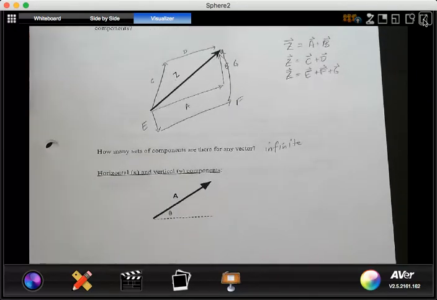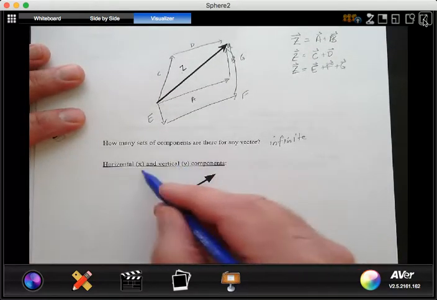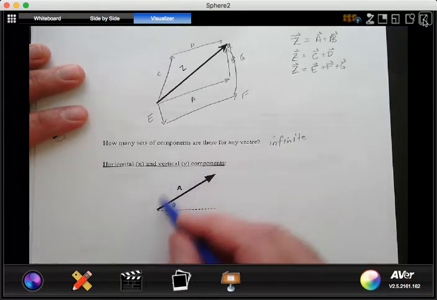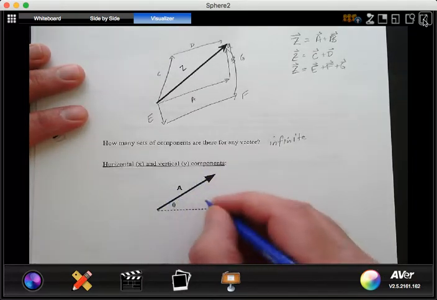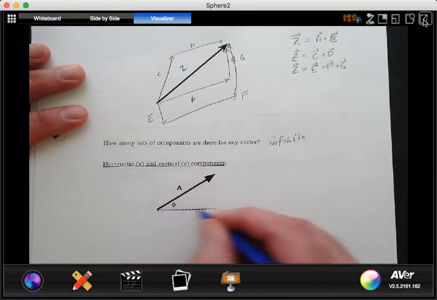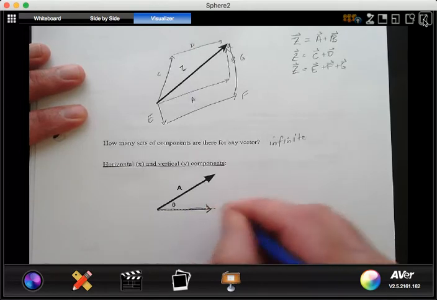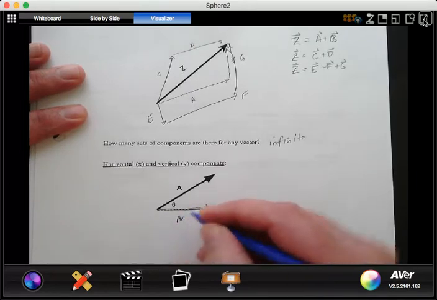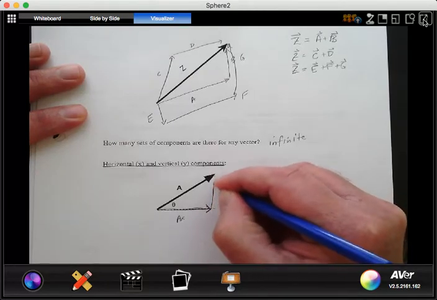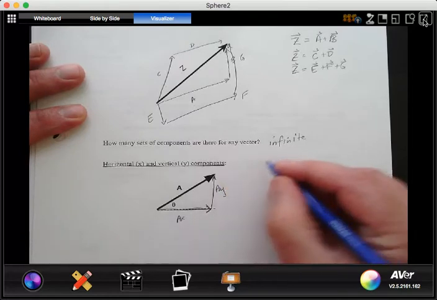So what good is it? It turns out that there are two components that are going to be very, very useful, and that's the horizontal, or the x component, and the vertical component. So here's A. I'm going to draw in a horizontal component, and you just draw it over till it's right below the tip of it, like this. Components have to be vectors, so they have to have arrowheads on them. I'm going to label this one AX. And then I'm going to go straight up here, and that's going to be AY.